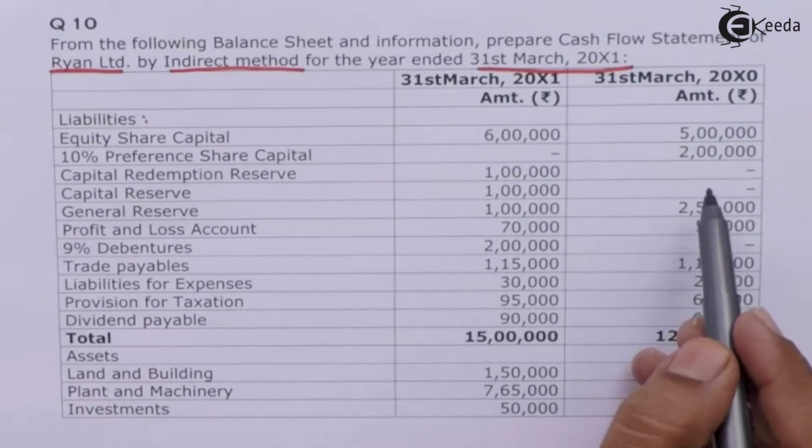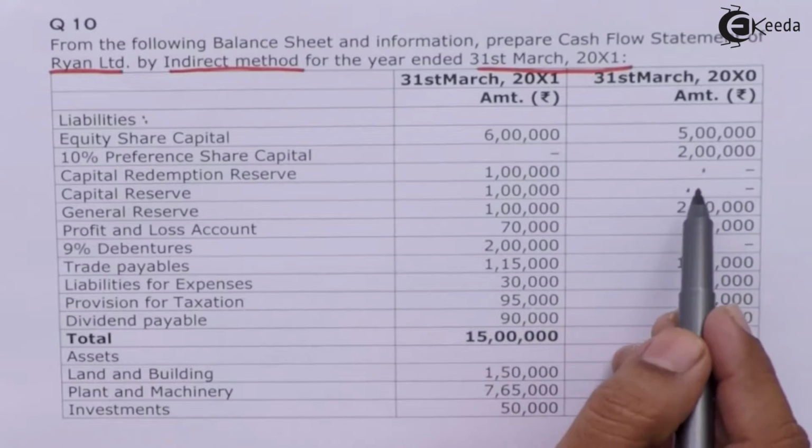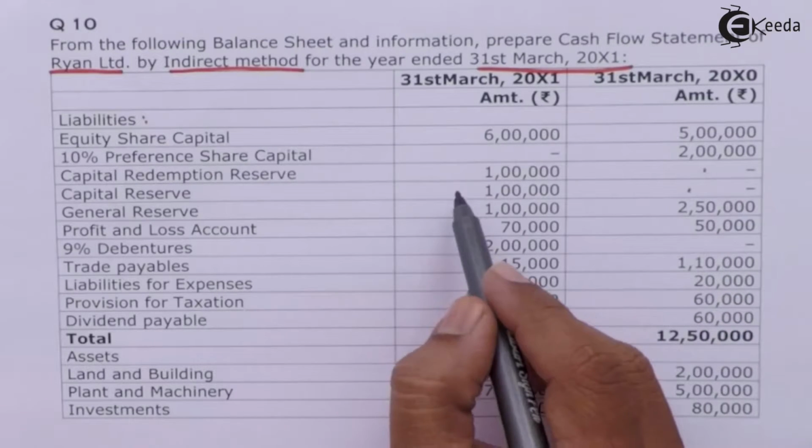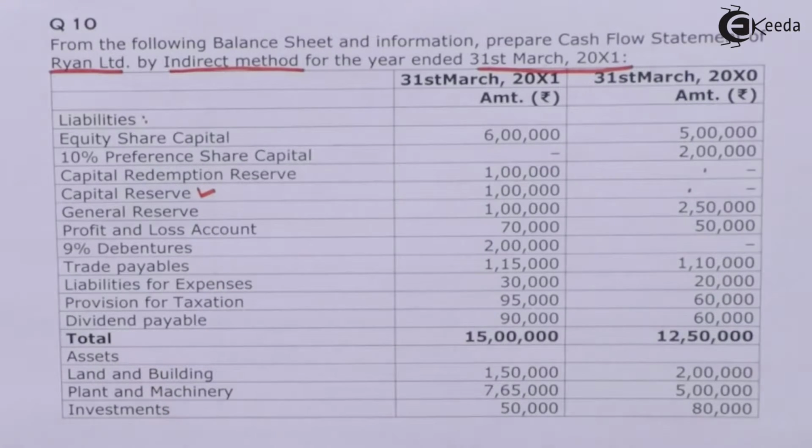So students, you can notice earlier it was not there, now it is 1 lakh capital reserve. Earlier it was not there and now it is 1 lakh. So capital reserve is taken care of. So there is no need to make a capital reserve account because you can easily observe this. So land and building account case over.